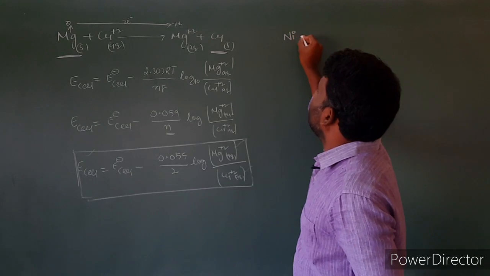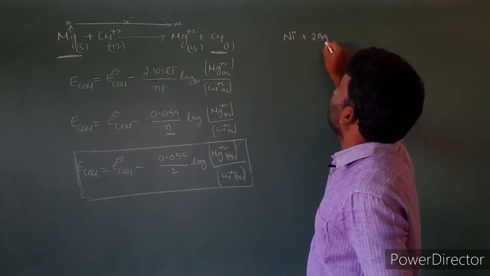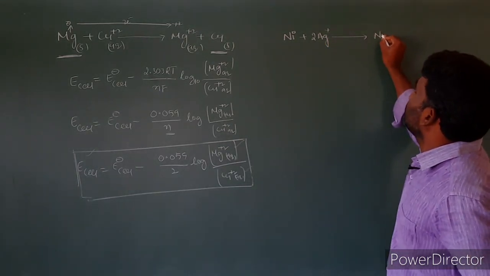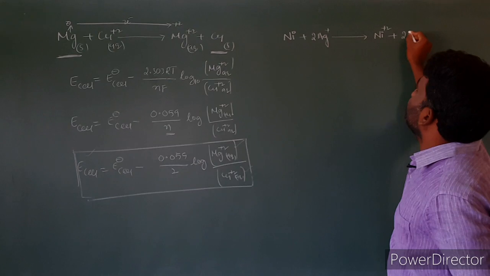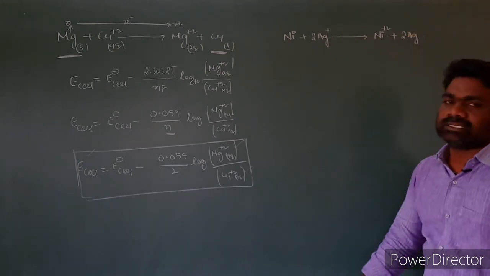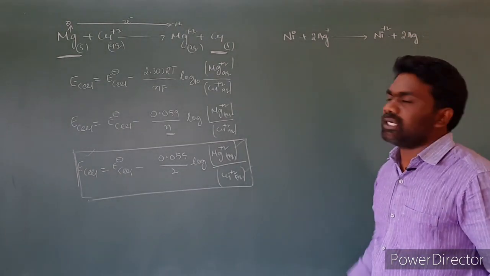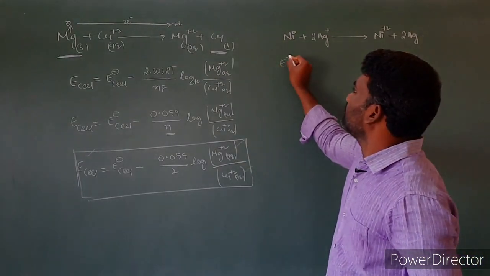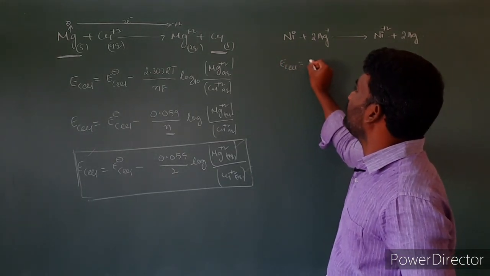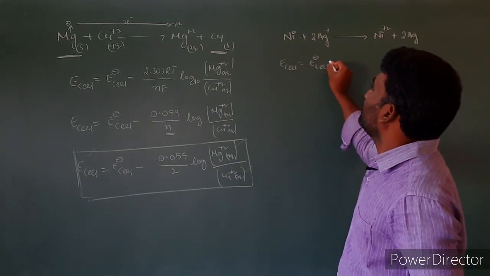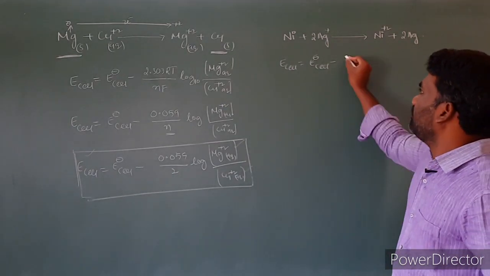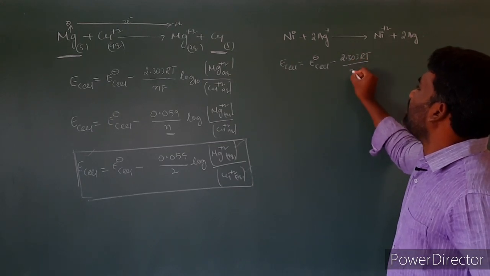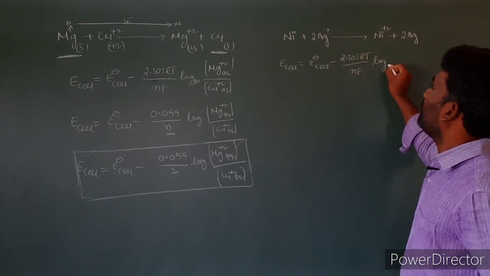I am taking Ni plus 2Ag+ gives rise to Ni2+ plus 2Ag. This cell reaction is given to us, so we have to write the direct Nernst equation. How to write it: E cell is equal to E standard cell minus 2.303 RT by nF log base 10.